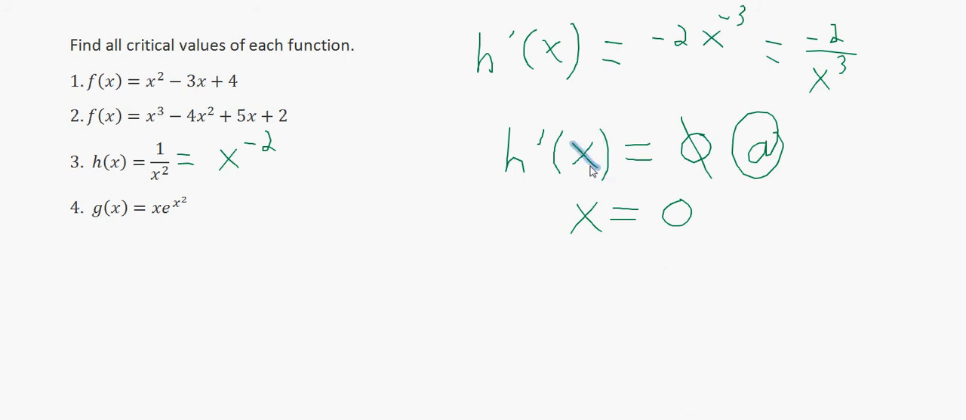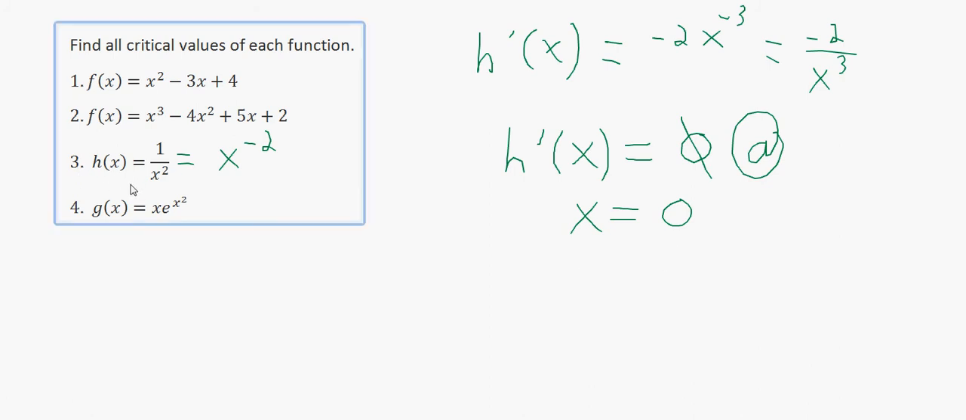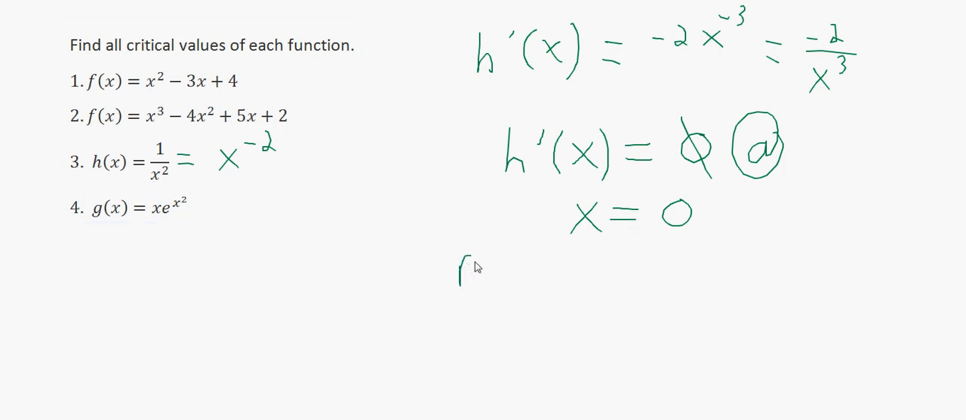So we got to check, is my function defined at 0? And we come back over here to h of x. H of 0 is 1 over 0, which is not defined. So this has no critical values.